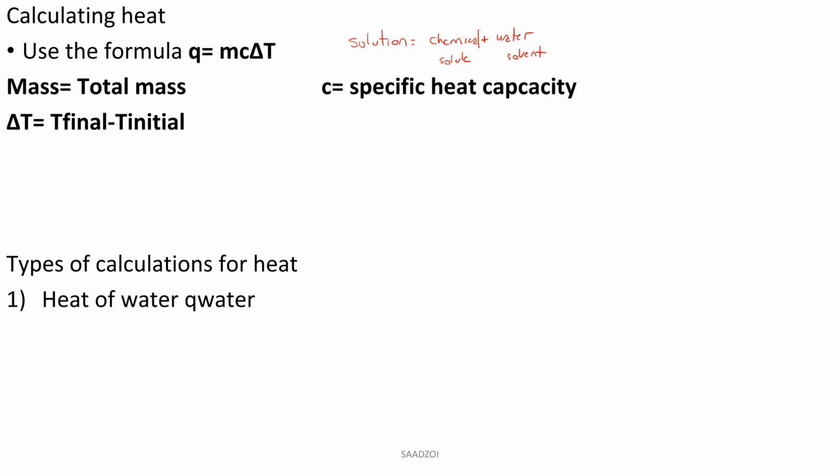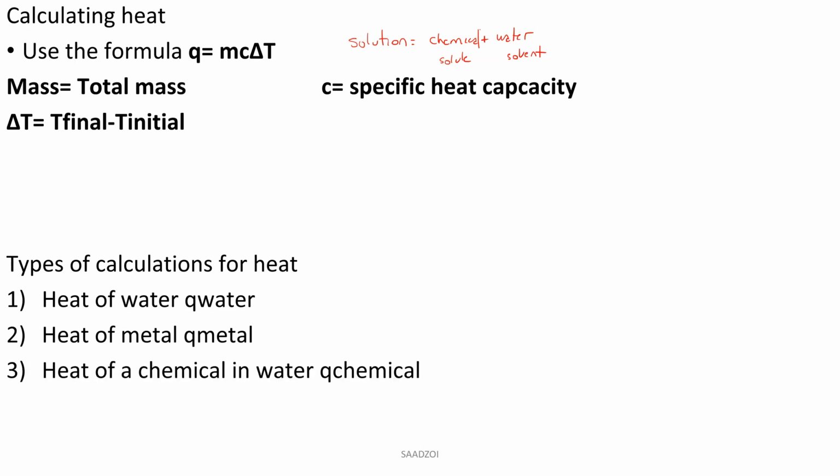So we're going to try the first thing, which is the different variations of calculating heat. There's heat of water, which is called Q water. We have heat of metal, which is called Q metal. And we have the heat of a chemical in water, which is called Q chemical. The third one is going to be the most challenging because you have to do a little something at the end of it to get the right answer. But we'll talk about that.